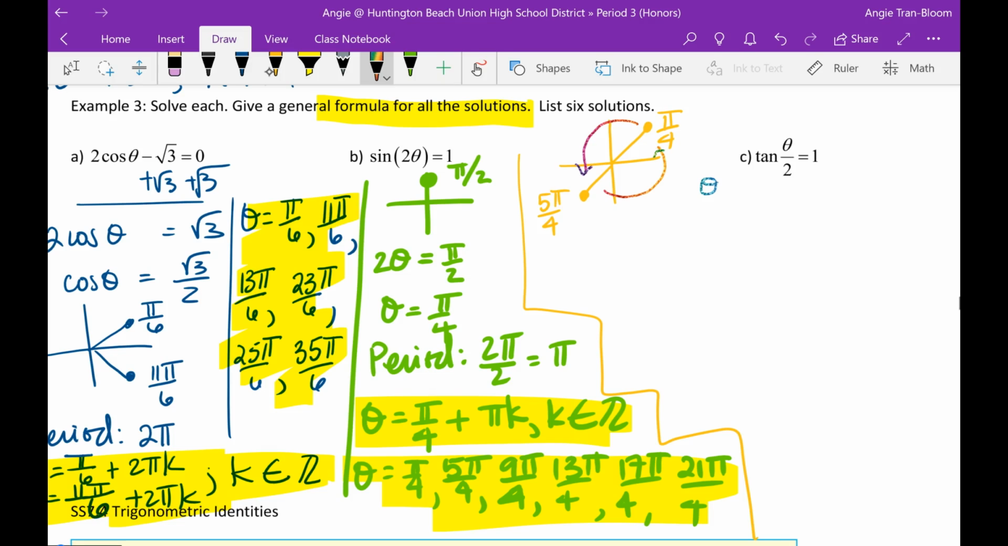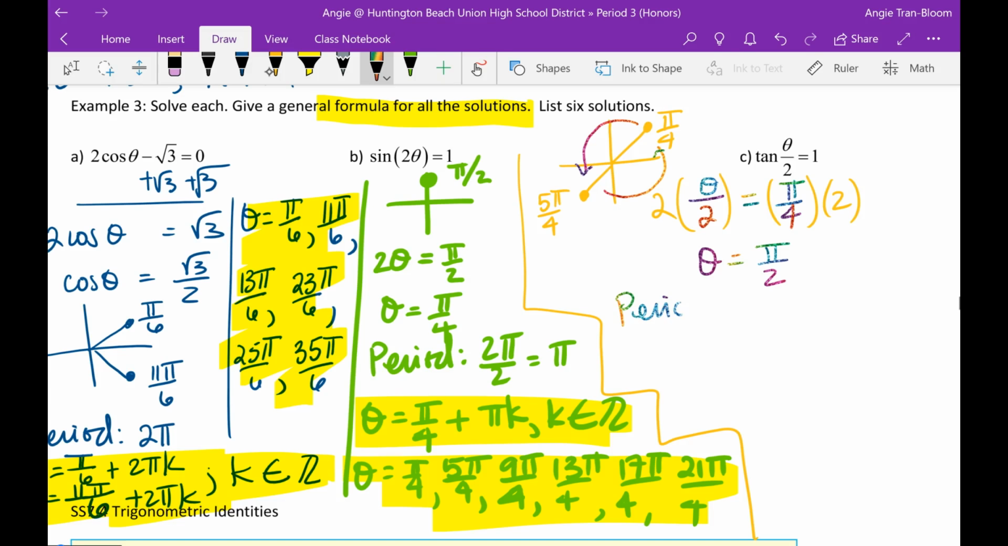Okay. So theta divided by 2 equals pi over 4. Then I need to get rid of the 2. Can I multiply both sides by 2? Okay. Then I have theta is now pi over 2. Then I need to find the period.